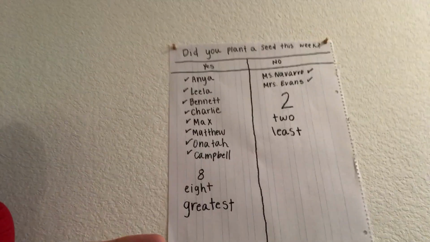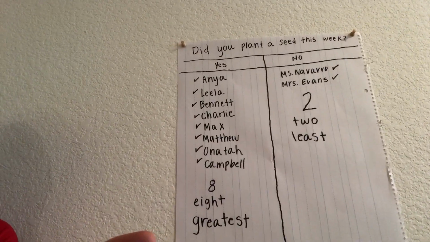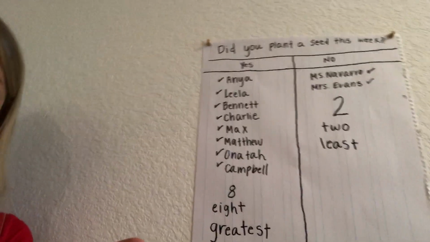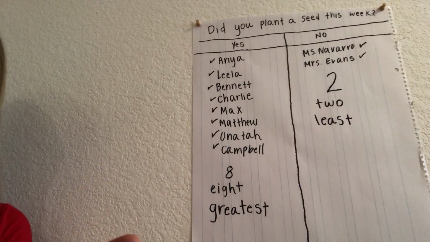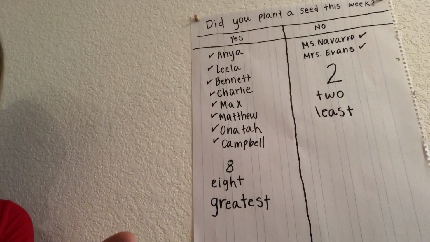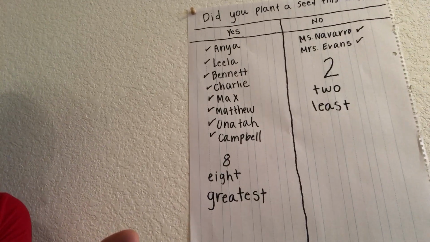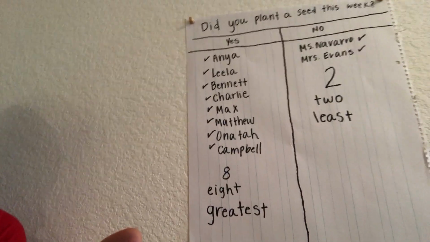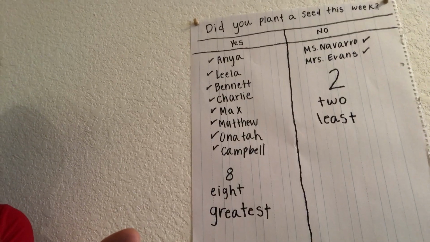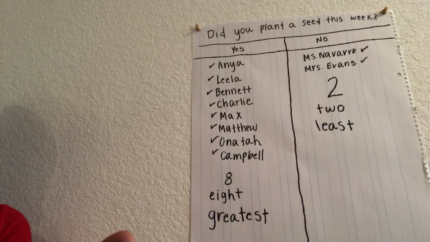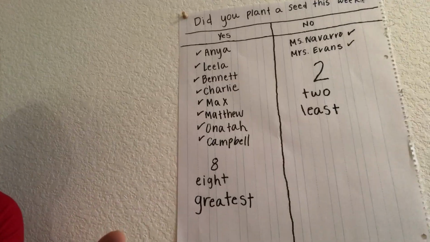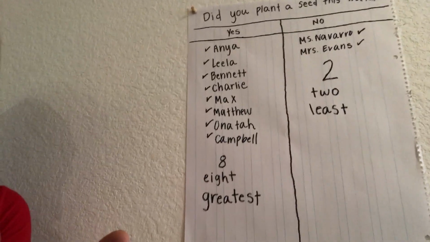So I'll give you guys a really good up close look at it. You see I've got my question at the top. I created my T-chart with the 2 responses. I took votes from everyone and I wrote down their name, and then I counted how many were in the yes column and how many were in the no column. And I realized that the yes and the no column both add up to 10. But we had 8 people vote yes, which was the greatest, and then we had 2 people vote no, which was the least.